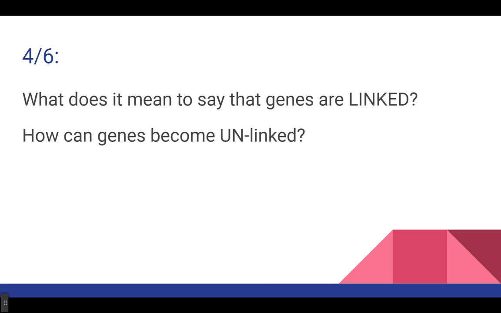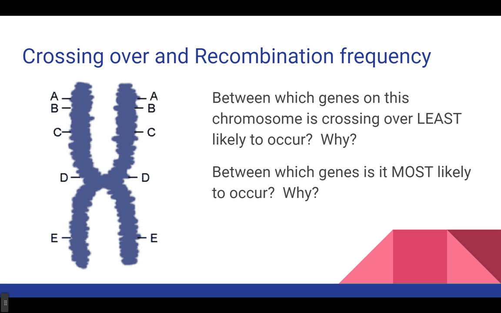Today we're going to talk a little more about that idea. So think about that idea of crossing over. Here, this chromosome has 5 genes labeled on it, A, B, C, D, E. Turn and talk to somebody real quick. Looking at how this chromosome is laid out, where do you think crossing over is least likely to occur? Between which 2 genes? And where do you think it's most likely to occur, and why? Turn and talk to somebody next to you about that for a second.